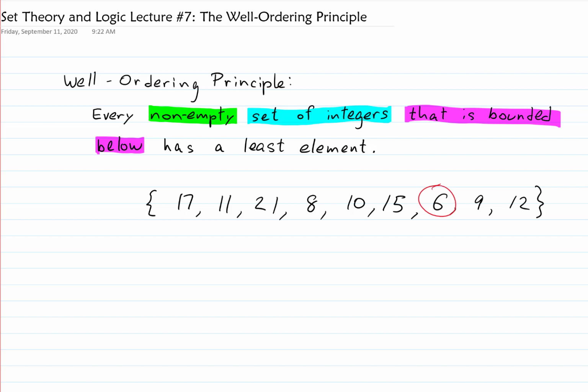In fact, I think the hardest thing about this is understanding why it even deserves to have a name, the well-ordering principle, because you're probably thinking, well, of course there has to be a least element. Just look at the set and find the least number in the set. Okay, but the reason why it's important is because this statement would not be true for some other types of numbers. If I replaced the word integers with real numbers, then it would no longer be true. Let's test that out.